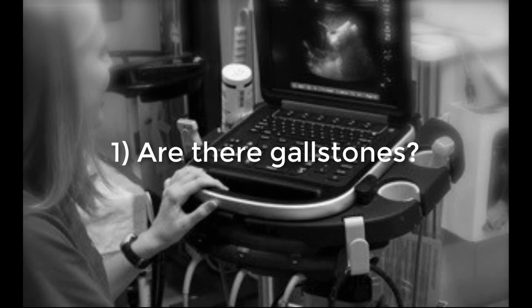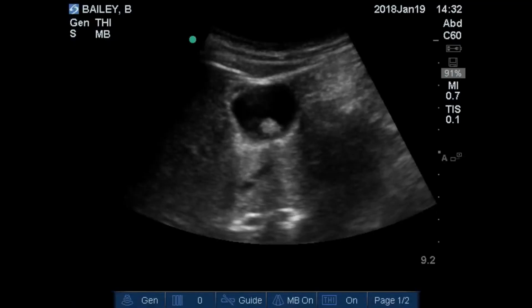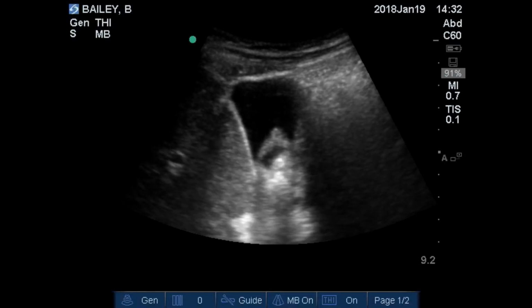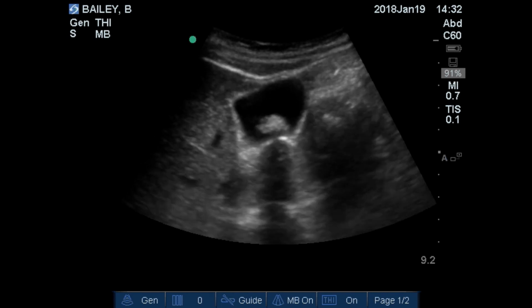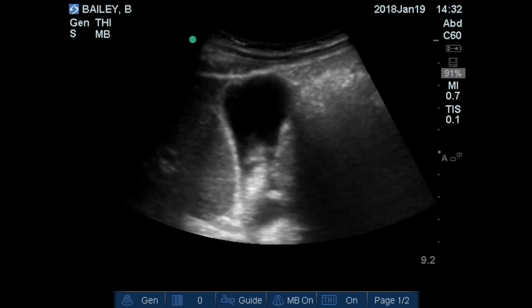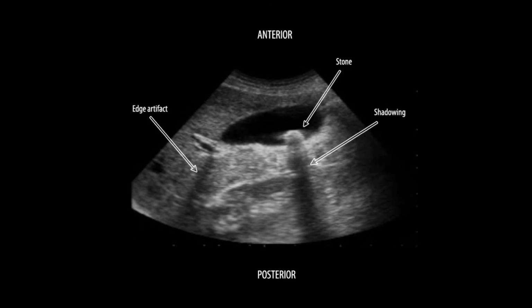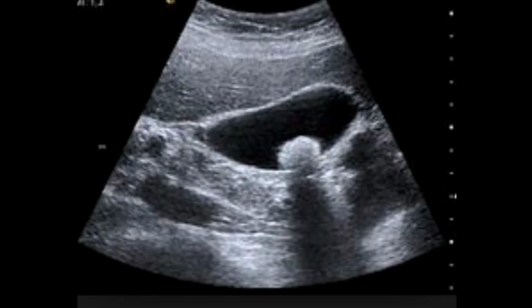Number 1, are there gallstones, yes or no? Stones demonstrate echogenicity and shadowing. They will appear as bright white structures within the gallbladder lumen, which cast a far-field shadow. All stones greater than 4 millimeters in diameter should cast a shadow. Stone shadows tend to have sharp, well-defined margins.